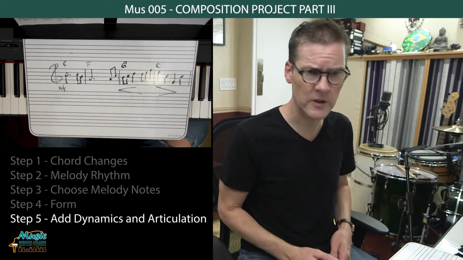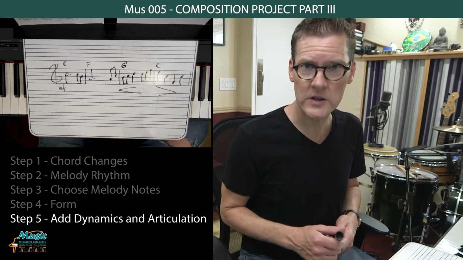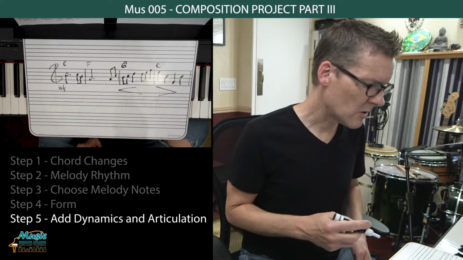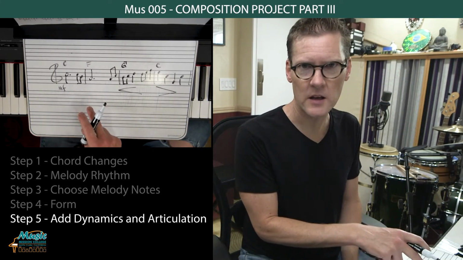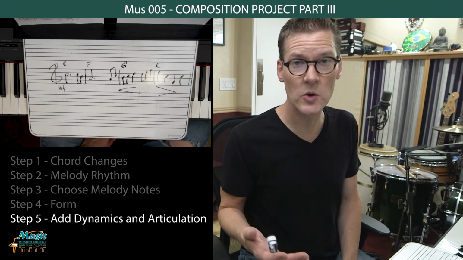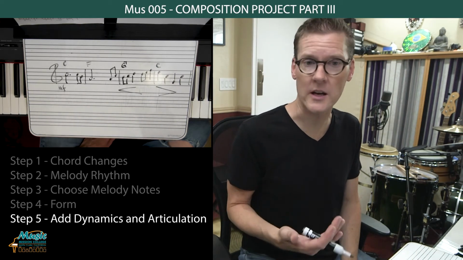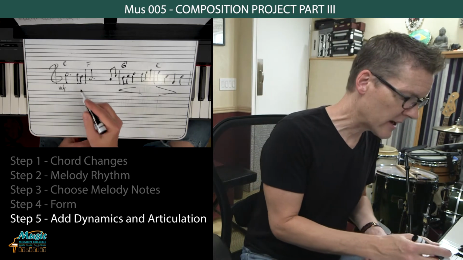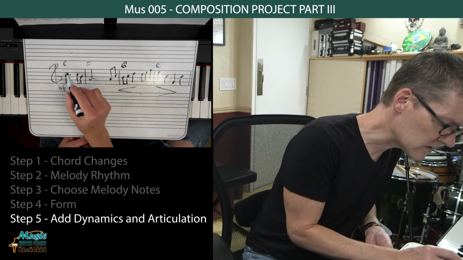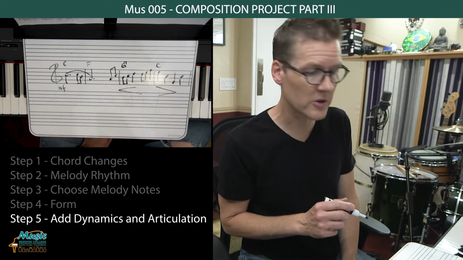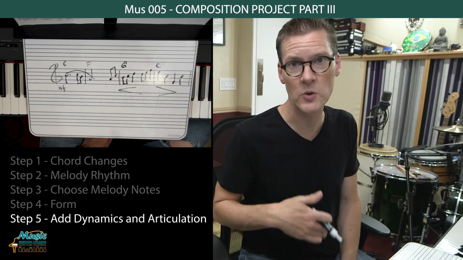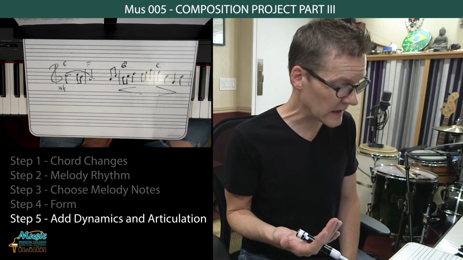Something else that works really well is to add articulation. So maybe we would say that the first half of this melody is going to be very smooth and connected, which we would call legato. And I could put in slur marks like that over the first part of the melody. So we're going to smoothly play the melody in the beginning.